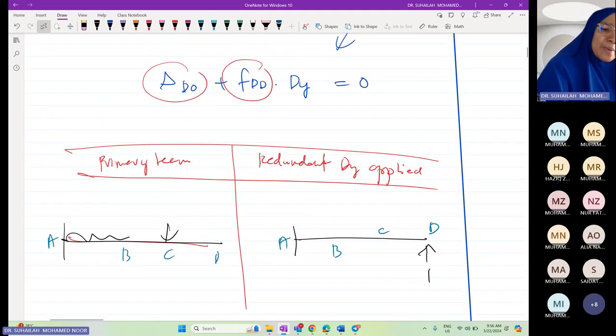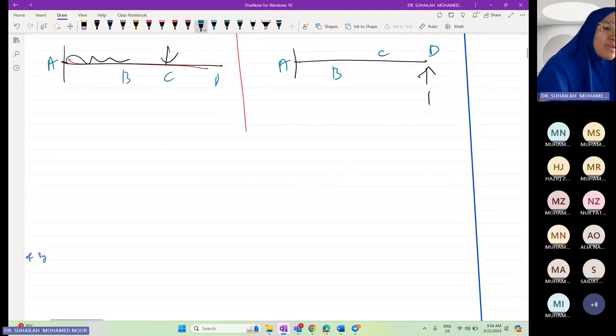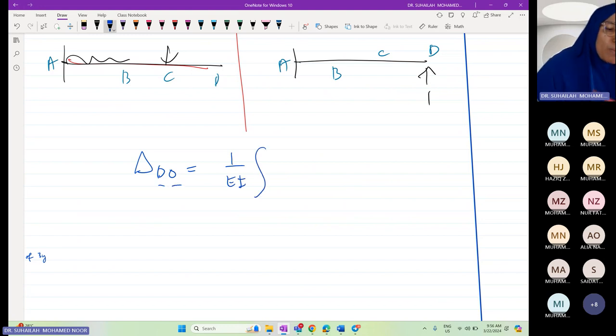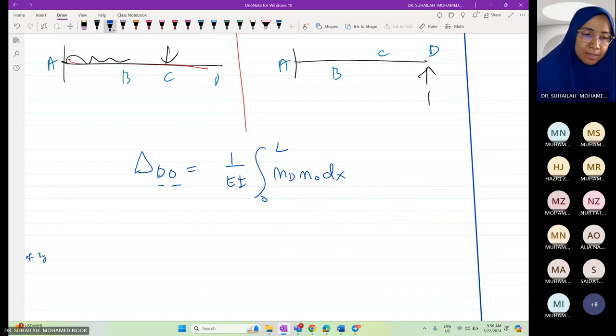Okay, so what is this? Both displacements, according to the displacement formula. Delta D naught equals 1 over EI integrate the two moment equations, MD and M naught, dx from 0 to L. This we have already done in the unit load method. Okay, just follow. That is why I said earlier, once you understand, you just follow the flow. You will follow the flow without needing to remember everything, because you already follow the flow.